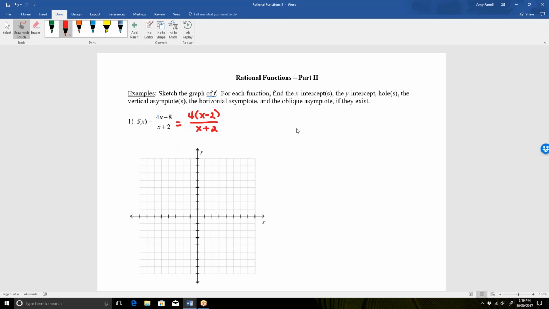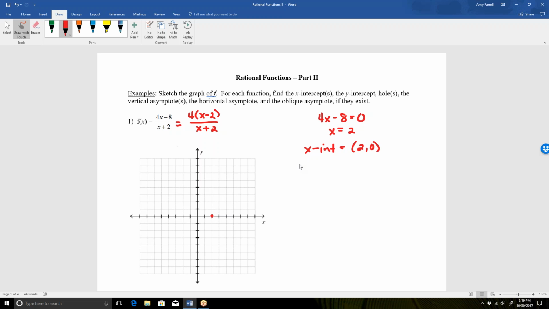Okay, so here we go. The x-intercepts are the zeros of the numerator, assuming that there are no common factors. So we don't have any common factors in the numerator and denominator. So I'm going to set the numerator equal to 0, and I get x equals 2. So I have one x-intercept, and that is the point (2, 0). And I'm going to plot that on my graph here.